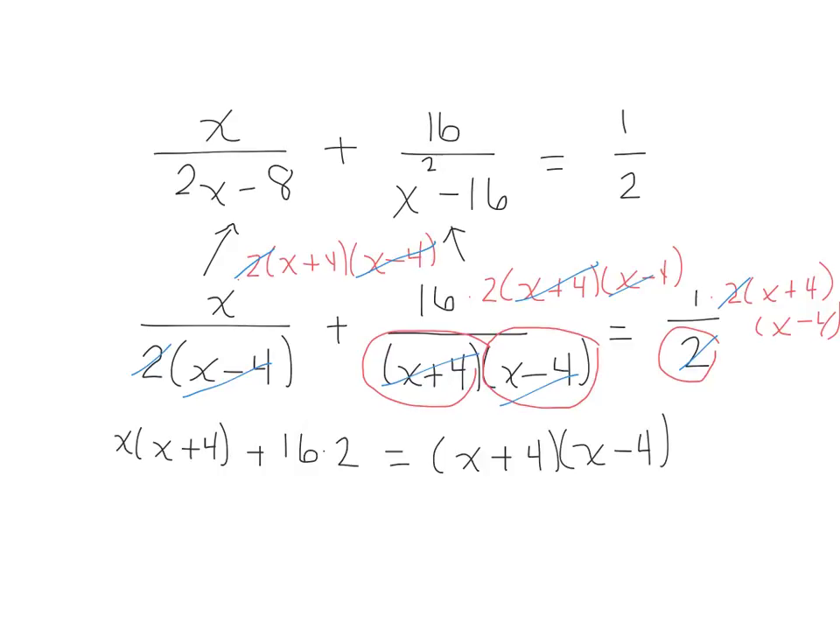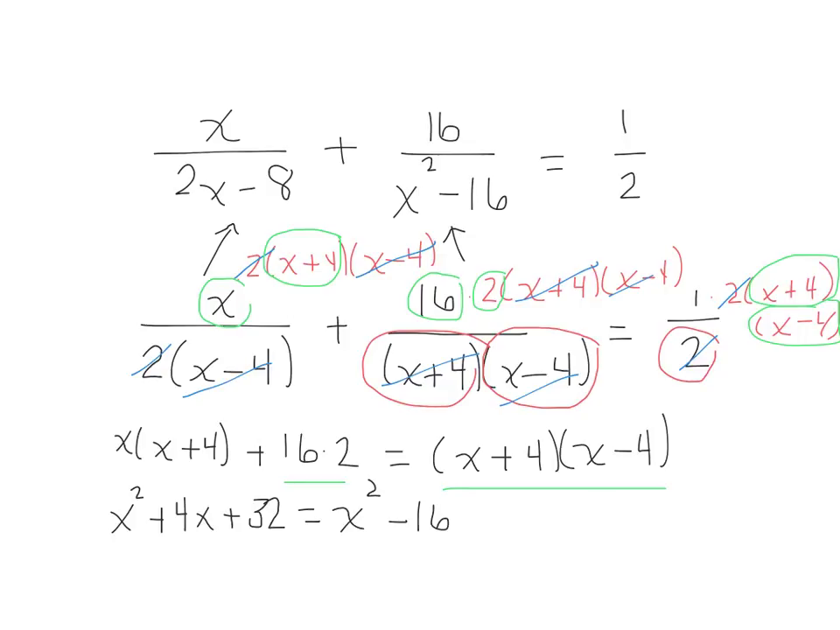and we're going to identify what we have left in the numerator. So you'll notice I have an x and an x plus 4 in my first fraction, so you see x times the quantity x plus 4. In the second, I just have a 16 and a 2, so you see 16 times 2. And on the other side of the equal sign, what I had left was the x plus 4 times the x minus 4, which is exactly what I have here. So we're going to distribute and FOIL. And so I did so.